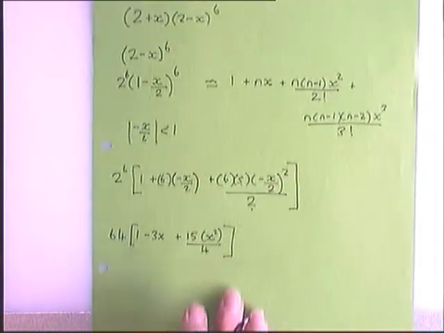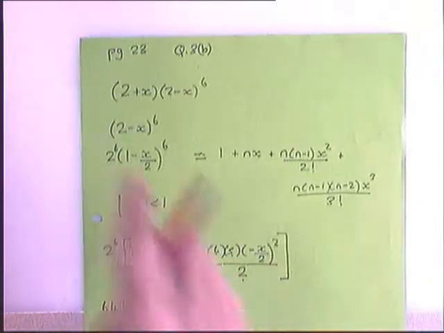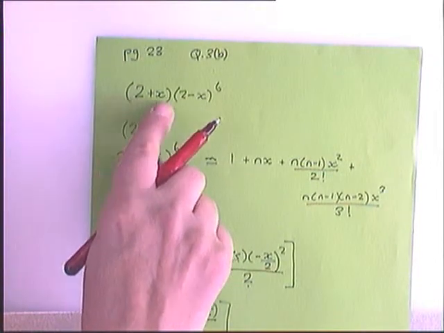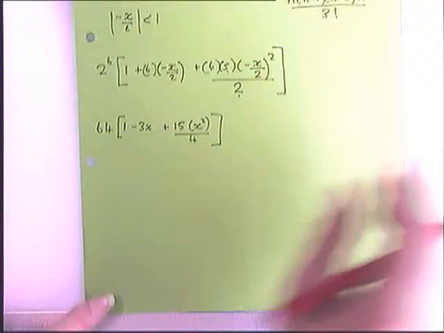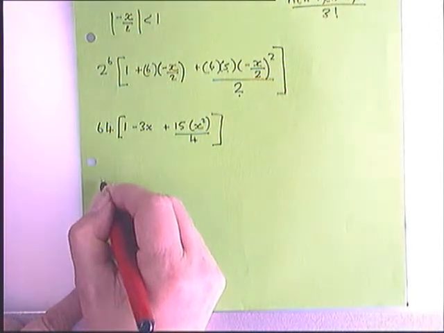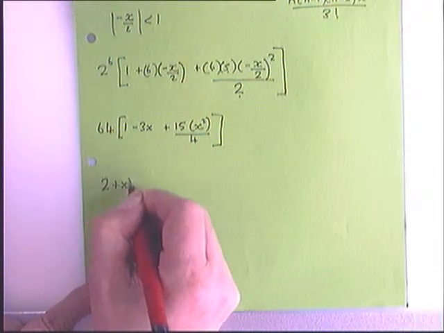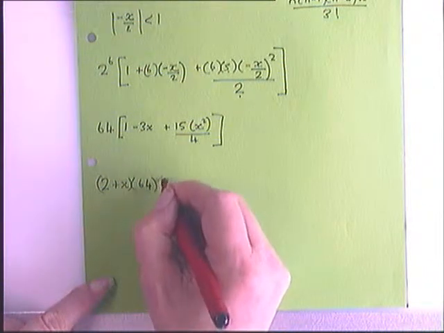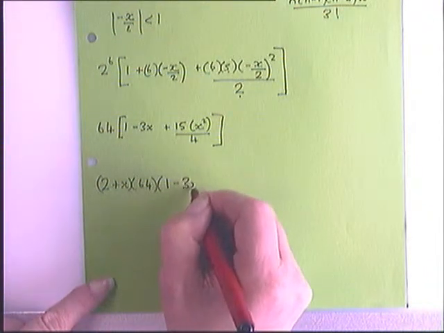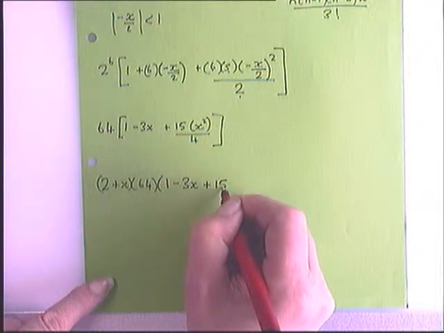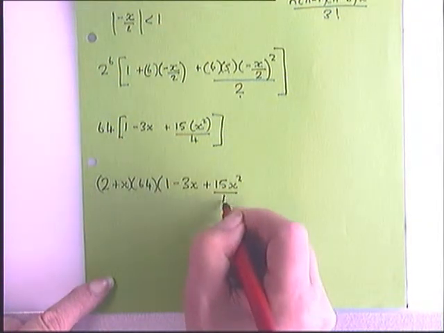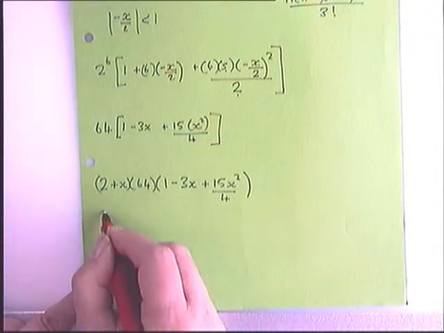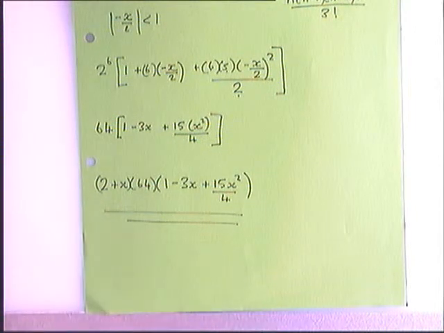Now if we go back to the first bit of the question, that's got to be multiplied by 2 plus x. So we have (2 + x) multiplied by 64 multiplied by (1 − 3x + 15x squared over 4). And that has to be multiplied out to do the binomial expansion.